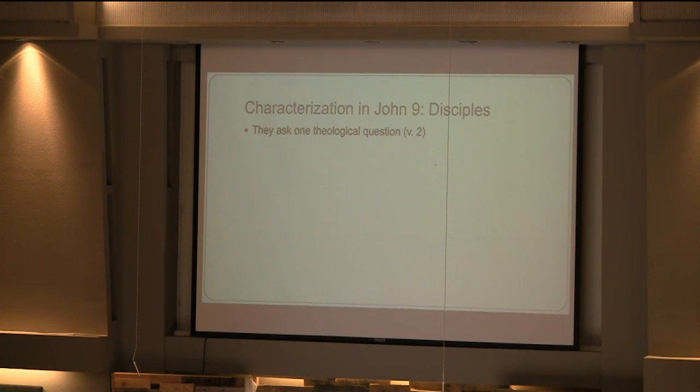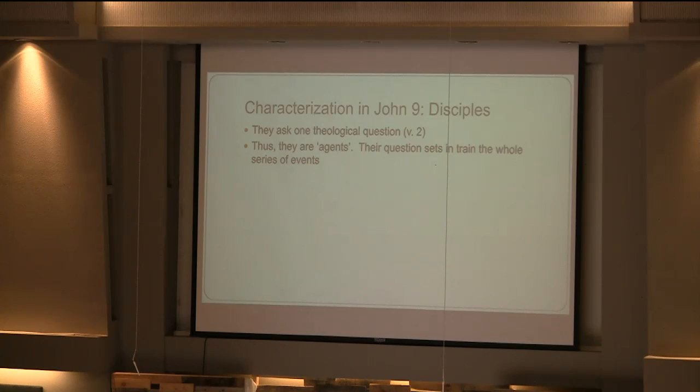And that question is the kind of trigger which sets off the whole trajectory of John chapter 9. Jesus answers the question, and then we move on from there with the blind man. So the disciples are agents. Their question sets in train the whole series of events. The disciples never appear again in John chapter 9. They're there in verse 2, ask their question, and then they disappear. So they are agents to move this story on.